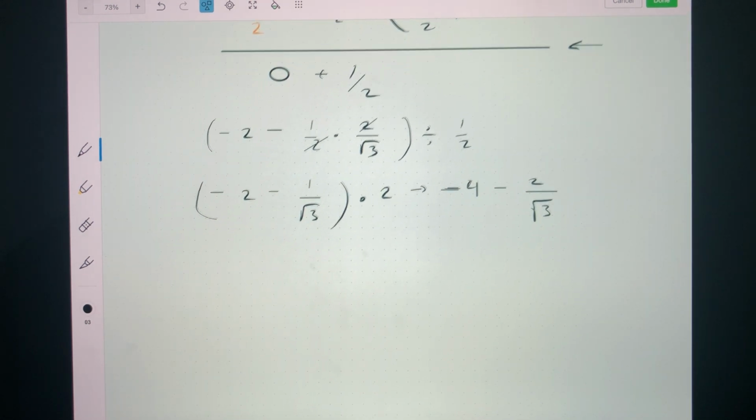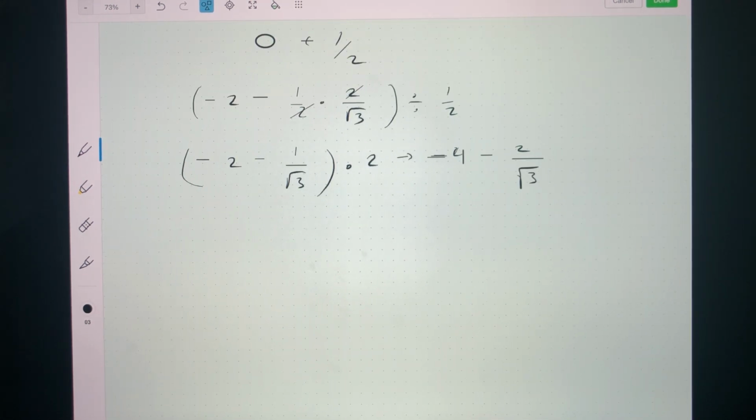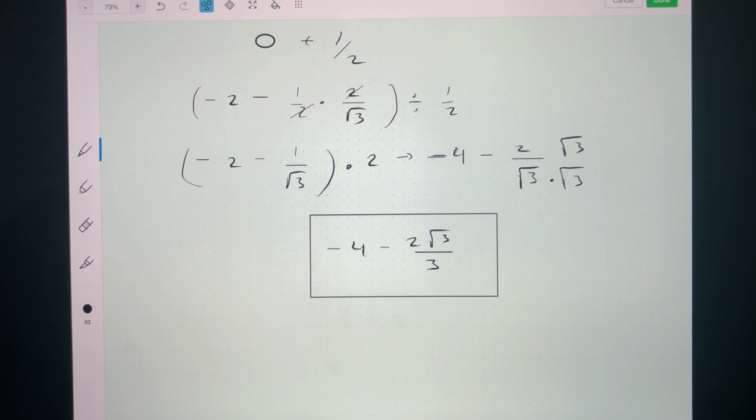Now, sometimes we might be asked to get rid of the square roots on the bottom. To do this, we multiply top and bottom by √3, and we get -4 minus 2√3 divided by 3. So this is our solution in exact form.